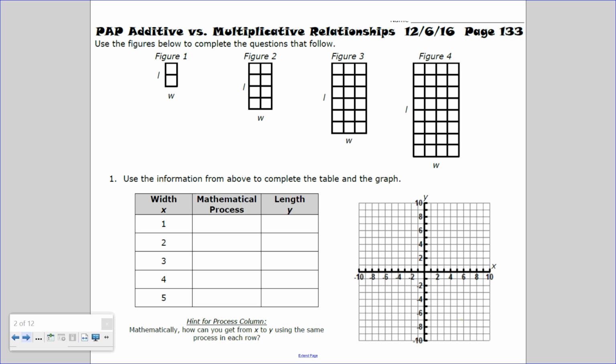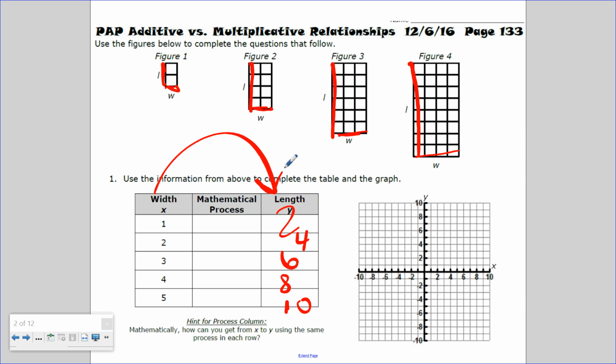So in this activity, you're getting graphs. Figure 1 has 2 squares. Figure 2 has 8 squares. So let's complete this table. Use the figures below to complete the questions that follow. The width is 1, the length is 2. The width is 2, the length is 4. The width is 3, the length is 6. The width is 4, the length is 8. Make a prediction on the next one. Do you want to draw it or make a prediction? I believe it will be 10.